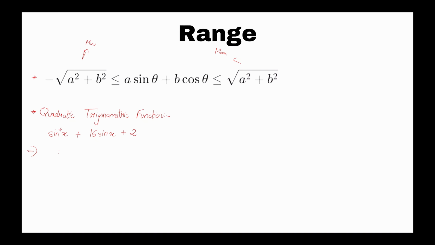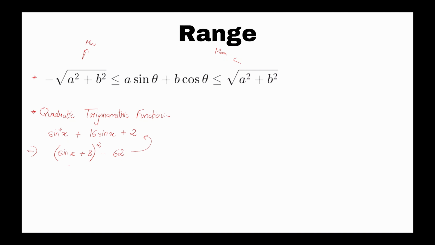How can I write this in a perfect square form? Can I write it as sine x plus 8 whole square? So this would become sine square x plus 16 sine x plus 64 as well. So I have a 64 additional here and I have a plus 2 outside, so I'll subtract 62 from here. Then if you look at this equation now, this can be transformed into this if I open it up.